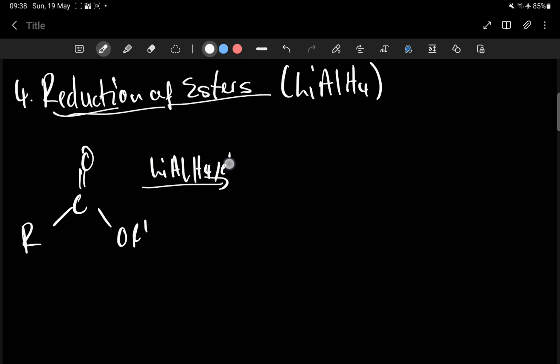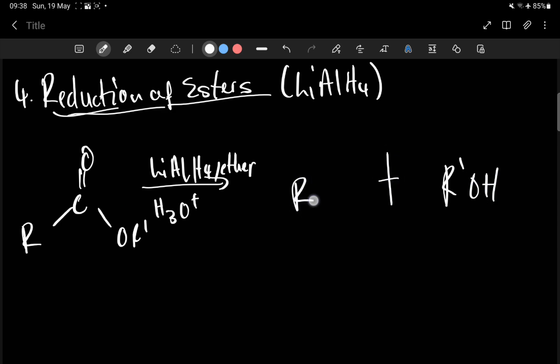LiAlH4. Remember, this thing should be in ether, and we make it a little bit acidic, so H3O plus. Then what are we going to get? Here what happens is, remember, boom, go away. So we're going to have an R prime OH. And then what about here? We get an R, let's start with the C. C is now single bonded to the OH, and then here we are bonded to the R. And then this carbon gets 2 other hydrogens. We can write it as CH2, and that's what happens.